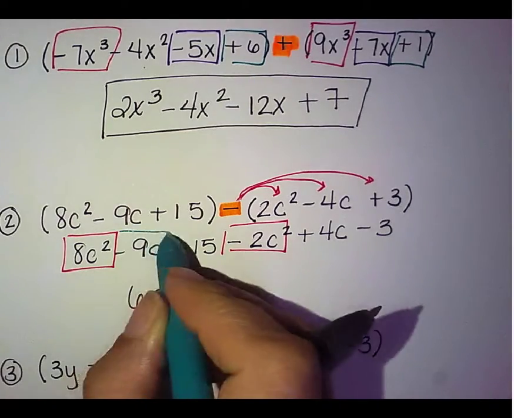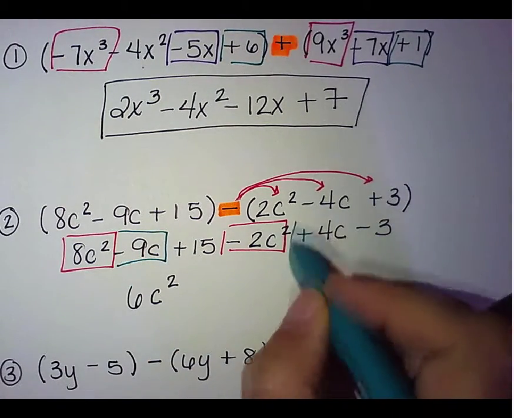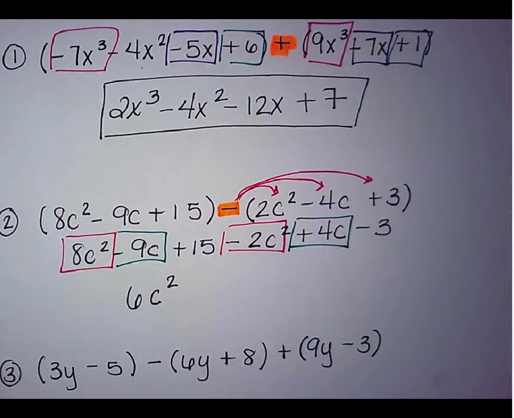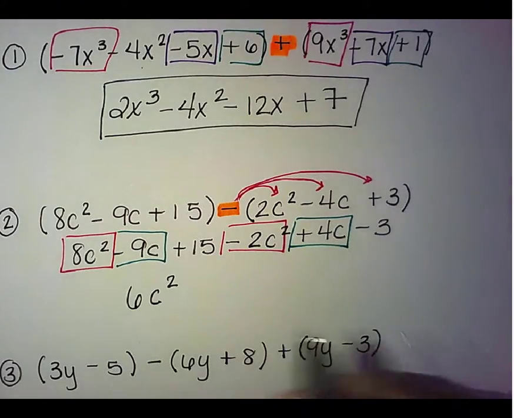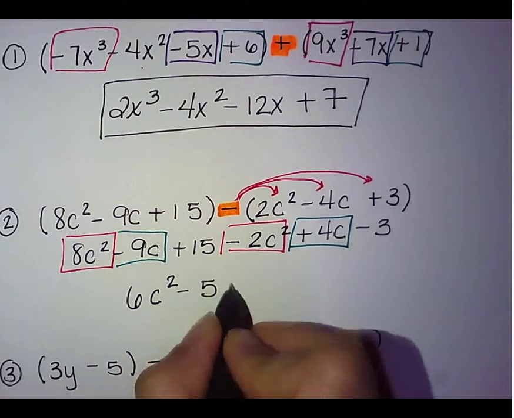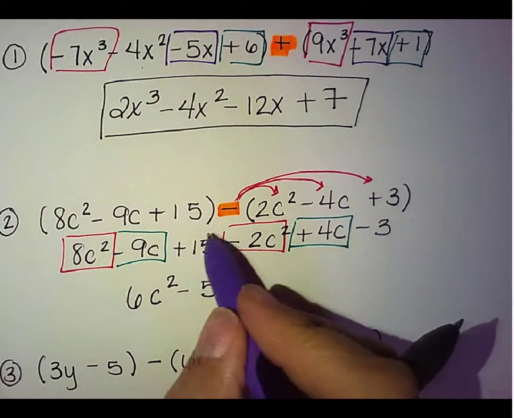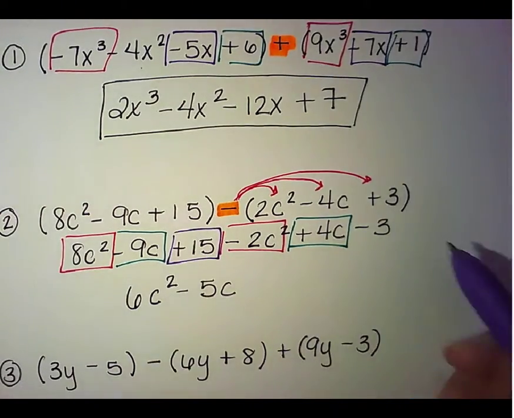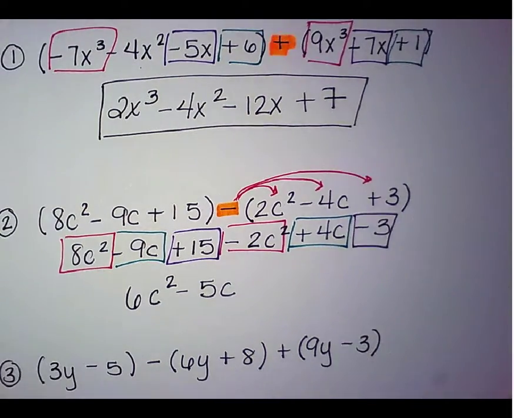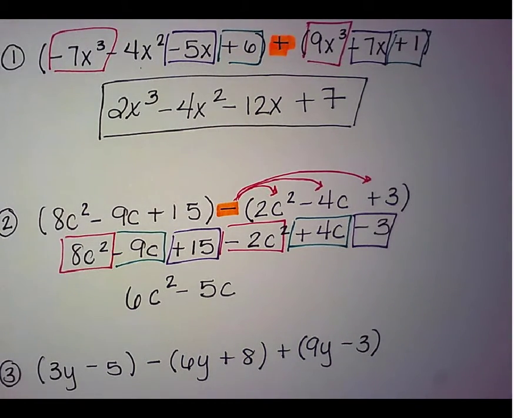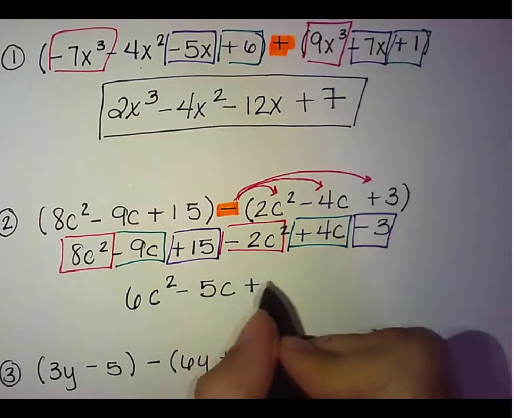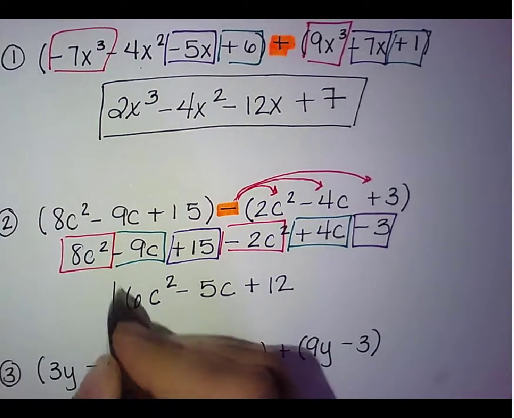So now we can look at our c's. We've got a negative 9c and a positive 4c. So we're going to subtract since they're opposite signs. That's going to give us negative 5c. And then for our last one, we've got a positive 15 and a negative 3. Again, we're going to subtract since they're opposite signs. That's going to give us a positive 12. So there's our answer right there.